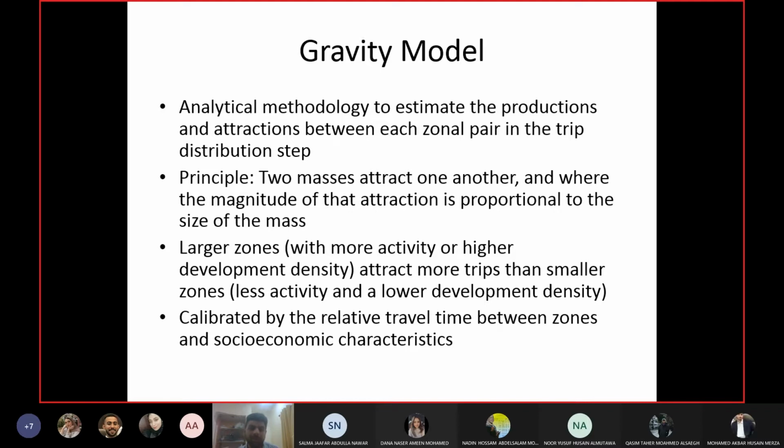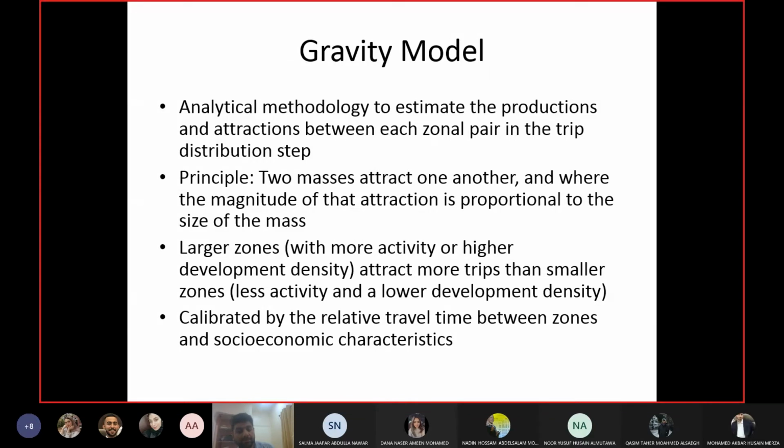Okay, and mainly the number of activities depends upon the development density. If the area is more developed, there will be more activities and it will attract more trips, and vice versa. So this is the main principle.